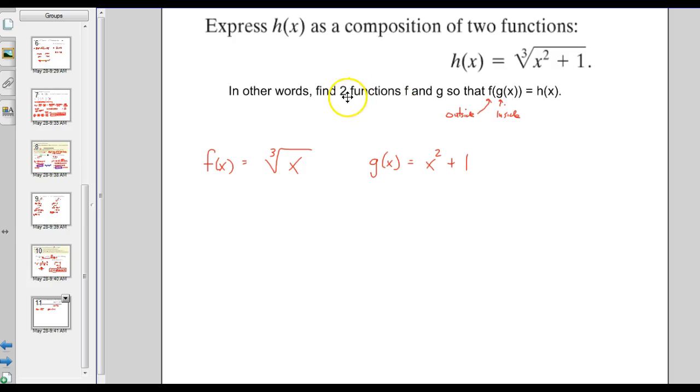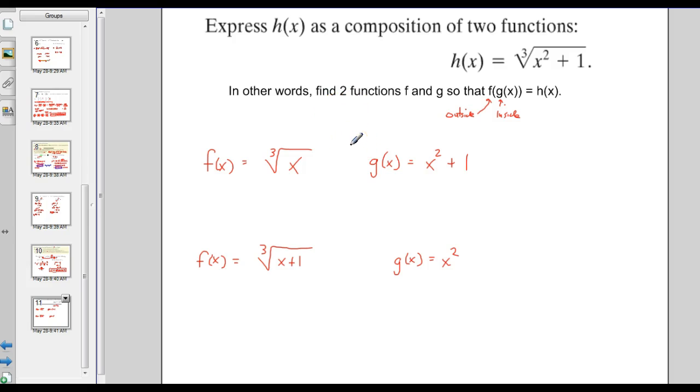Now, the other thing for you to understand is that that's not the only 2. It just says find 2. It doesn't say find the 2, like there's only one pair that'll work. So for instance, if I did f of x equal to the cube root of x plus 1, and then I said g of x equals x squared, it still works. Okay, if I replace this x with x squared, I get the cube root of x squared plus 1, which is what h is. So there's not just going to be 2 that work.